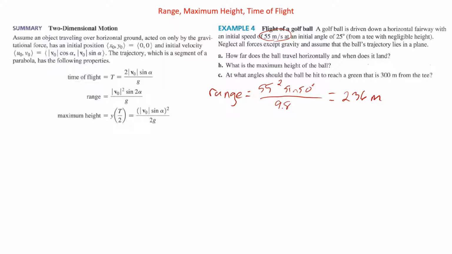And then when does it land? That's going to be the time of flight. So t will equal 2 times 55 sine of 25 degrees over gravity again. So these are just solved for all these various variables. But we can plug those in, and the time of flight will be 4.744 seconds.